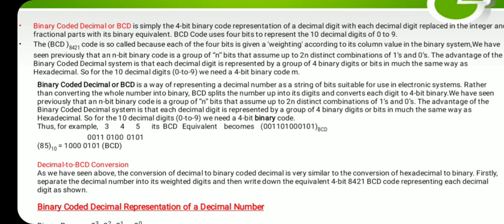What is the equivalent 4-bit of 5? 0, 1, 0, 1. The equivalent of 4 is 0, 1, 0, 0. 3 is 0, 0, 1, 1. Combine them and write the equivalent of 345. You can cross check it by using this 8421 code. Assign the binary weights and cross check.